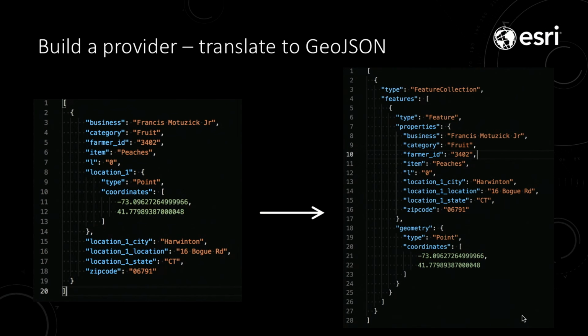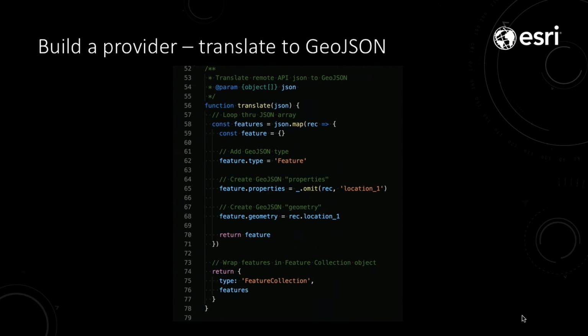The left side is what Socrata is sending us, and we're trying to get to the right side, which is a GeoJSON feature collection. Again, this is actually not that bad of a translate to have to do because it's pretty straightforward. This is just a translate function, and all I'm doing here is pulling the JSON in and remapping it.